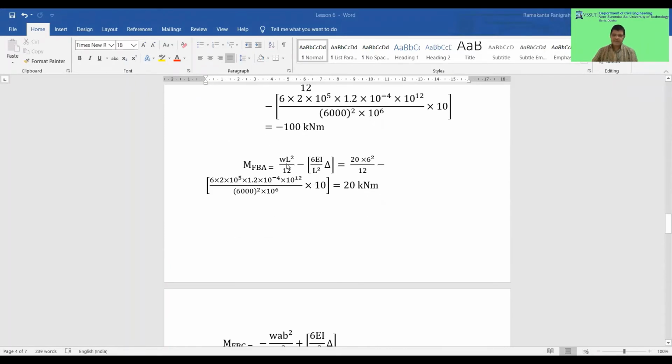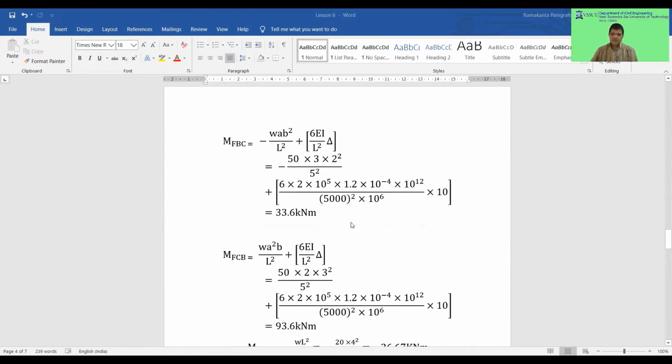Similarly, MFBA will be WL square by 12 plus 6I delta by L square. Once you calculate 6I delta by L square and put the value here, the same value comes, 20 kilonewton meter. I will come to the span BC. The span BC, what happens? Now this is like this. So this is delta here for settlement, and it is like this.